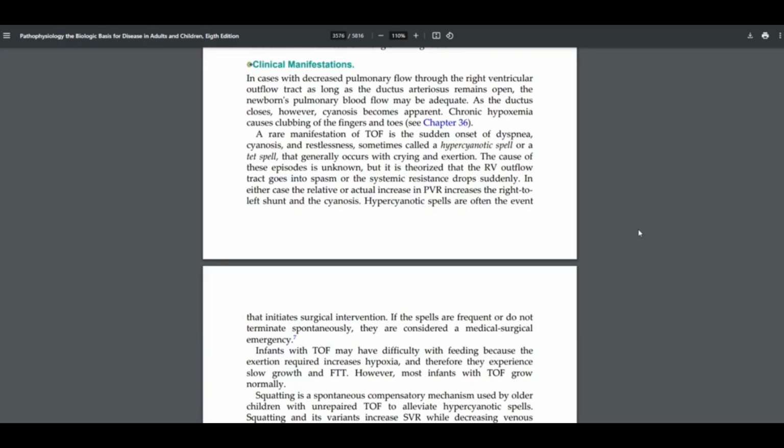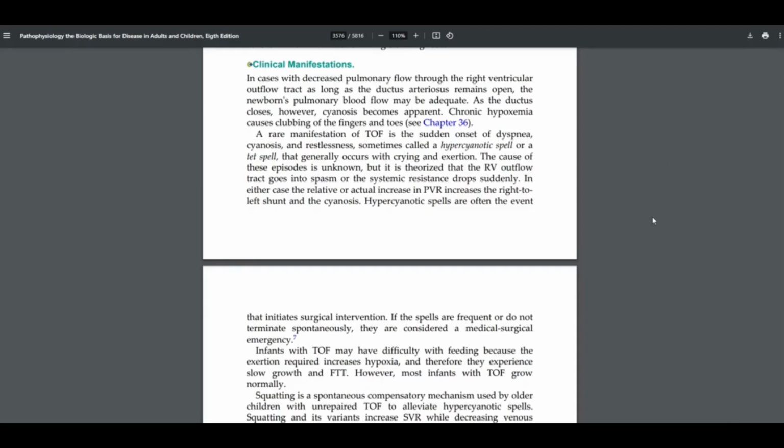A rare manifestation of tetralogy of Fallot is the sudden onset of dyspnea, cyanosis, and restlessness, sometimes called the hypercyanotic spell, or a TET spell, that generally occurs with crying and exertion. The cause of these episodes is unknown, but it is theorized that the right ventricular outflow tract goes into spasm, or the systemic resistance drops suddenly. In either case, the relative or actual increase in PVR increases the right-to-left shunt and the cyanosis.